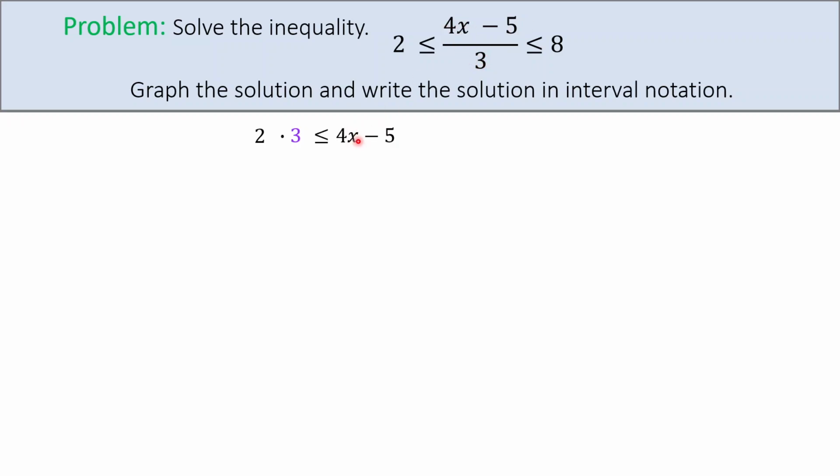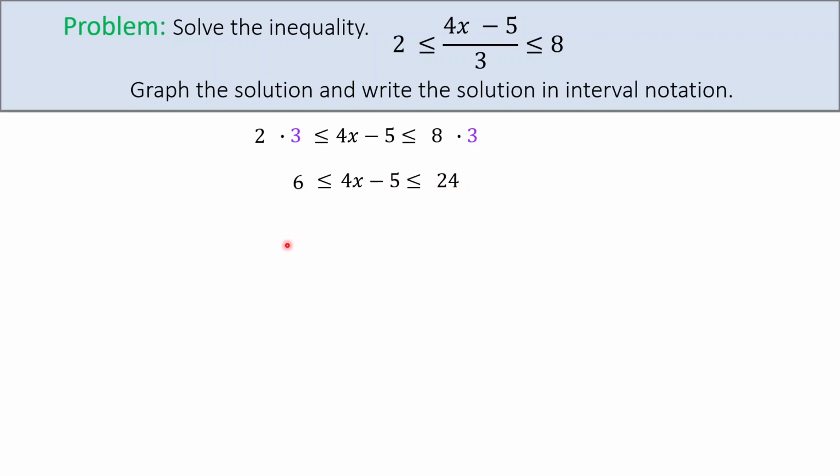You get 4x minus 5, less than or equal 8 times 3. Now 2 times 3 is 6, less than or equal 4x minus 5, less than or equal 8 times 3, 24. So now you have 4x here. You need to isolate this. To isolate this, you need to add positive 5 here, here, and here.